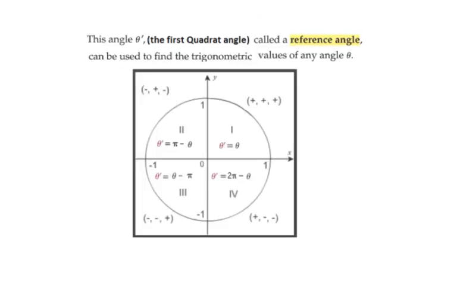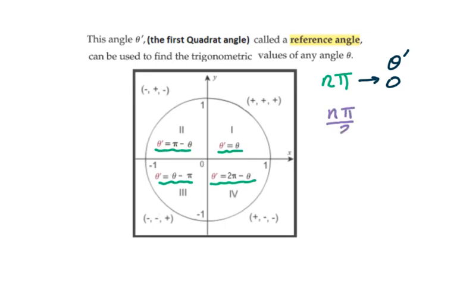So how to figure out the reference angle? You can use this formula to figure out the reference angle. Or remember that if you have n pi, that means your reference angle will be 0. If you have n pi over 2, then your reference angle will be pi over 2.